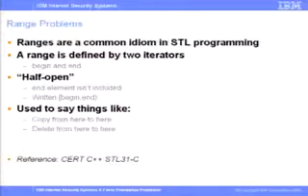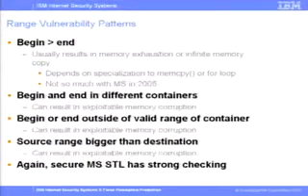A range is defined by two iterators, beginning and end. And a range is considered to be half open. And this means that the end element is not included. So the things to look out for are situations where you can have a begin iterator after the end iterator. This usually specifies a ridiculously huge range, and it usually results in memory exhaustion or an infinite memory copy.